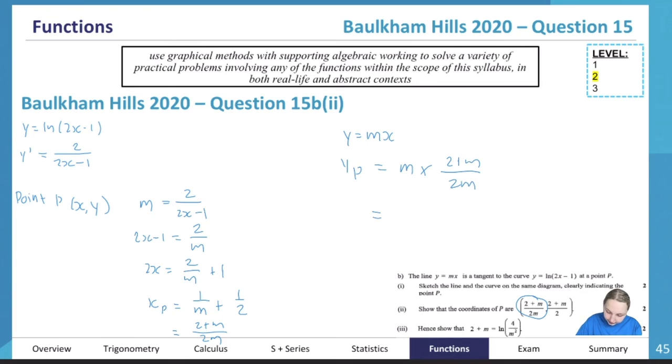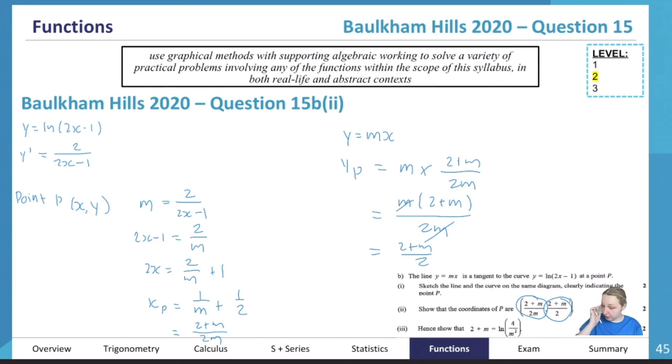Then we're going to get m, 2 plus m over 2m. Cancel those m's out. You're going to get 2 plus m on 2 as your second point there that we've been trying to find. So you get here 1 mark for getting the x point, 1 mark for getting the y point as well.